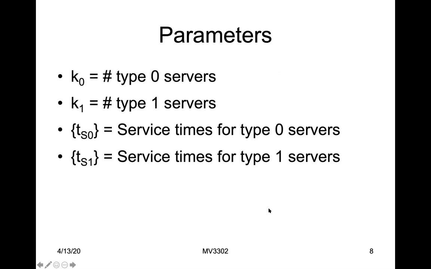Okay, so let's look at parameters. Now, this is similar to our multiple server queue case, and in a way similar to our tandem queue case, but in this case, they're all kind of the same. You just have to get one service, and it can be from a type 0 or a type 1. We have K0 type 0 servers and K1 type 1 servers. Likewise, the service times for the type 0 servers and the type 1 servers are different, so we'll call these TS0 and TS1 for those service times.